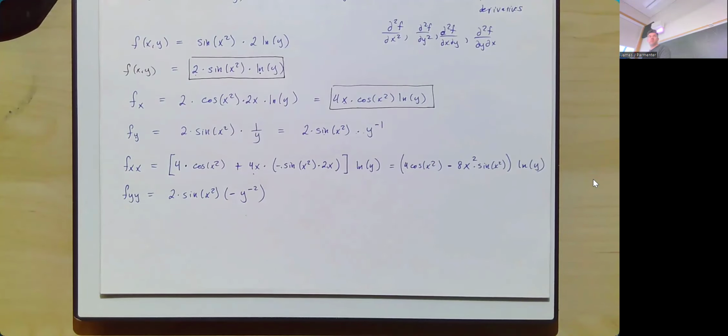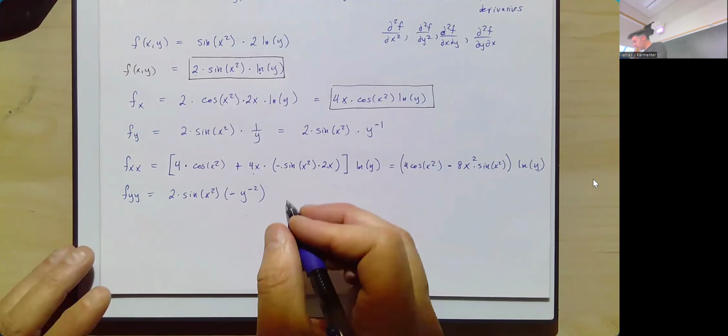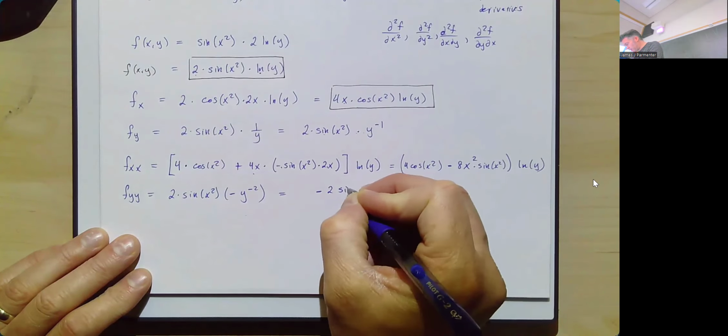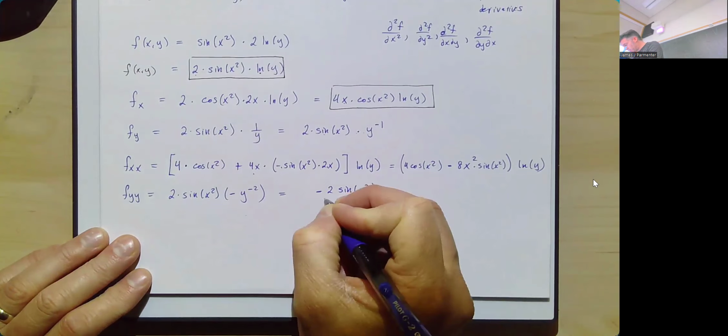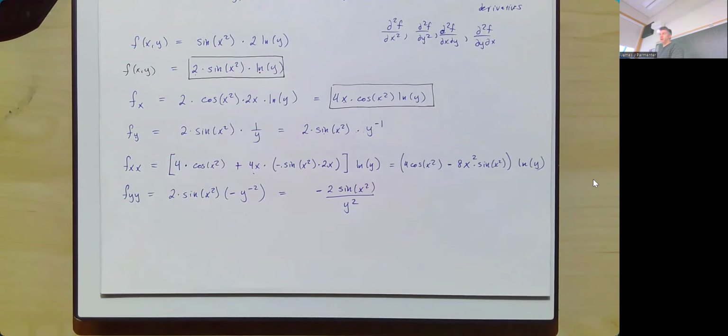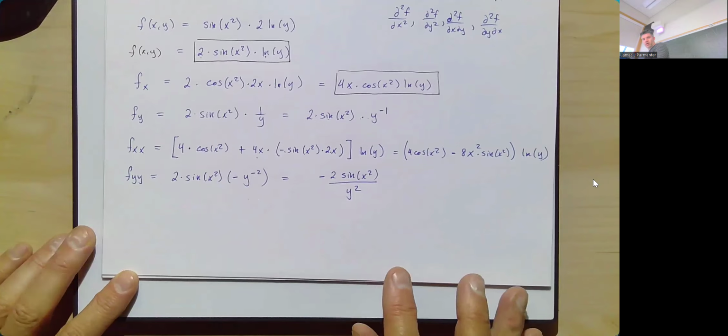Not too terrible. If I was going to simplify this, I would probably try to make all my powers positive. So I would probably write it as -2 sine of x squared divided by y to the positive second. I left the negative out in front, and I brought the y down to be, instead of y to the negative second, y to the positive second. Okay, 2 more to go.